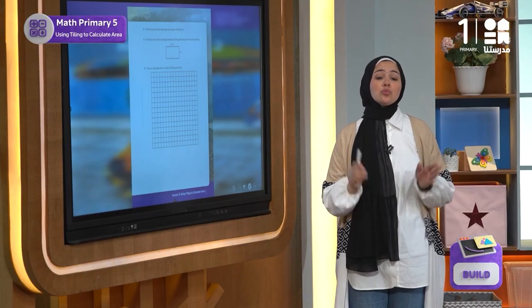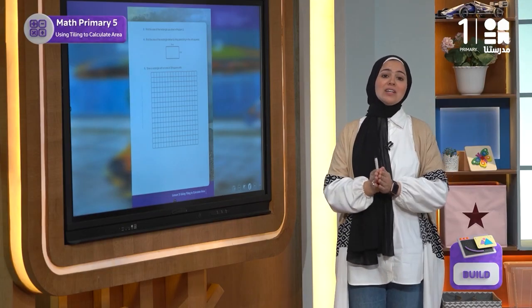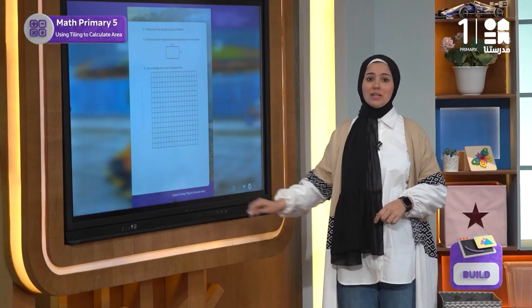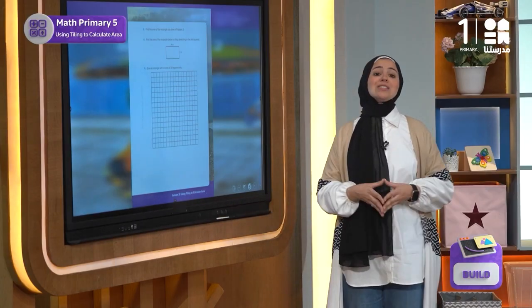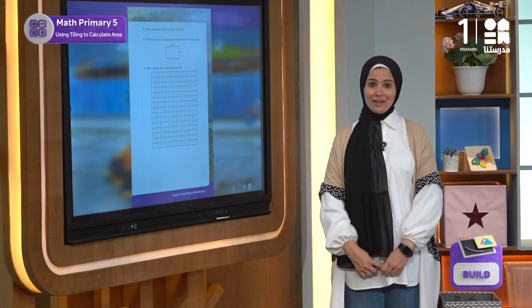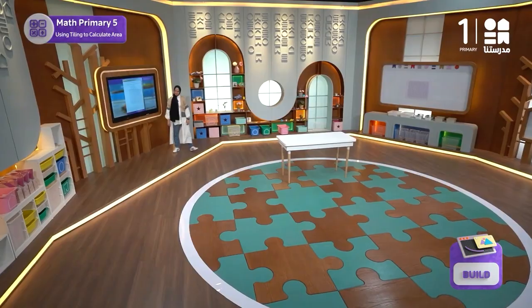Now, let's move on to problem 5. We're asked to draw a rectangle with an area of 24 units squared. So, let's use the board for this activity, and we will draw it together. Let me head over there to the board.